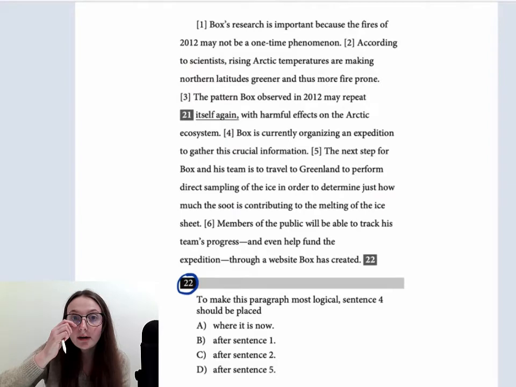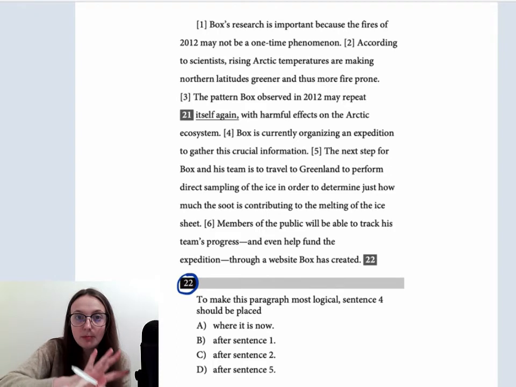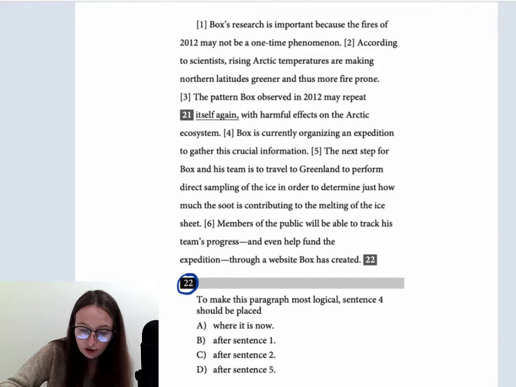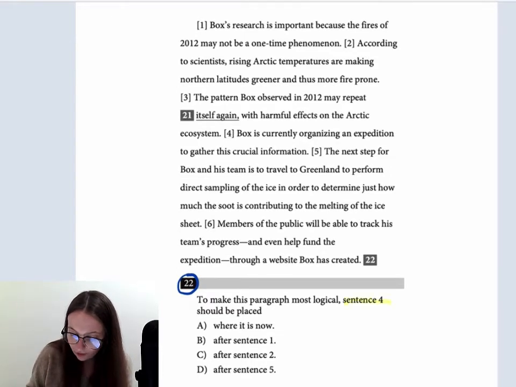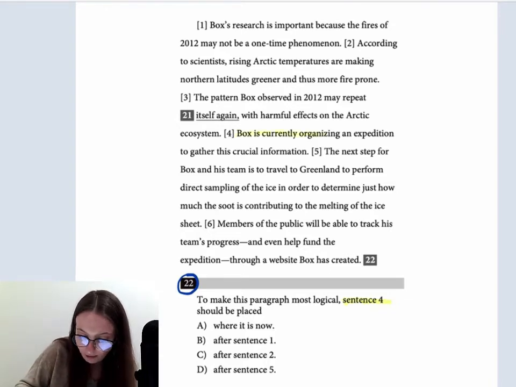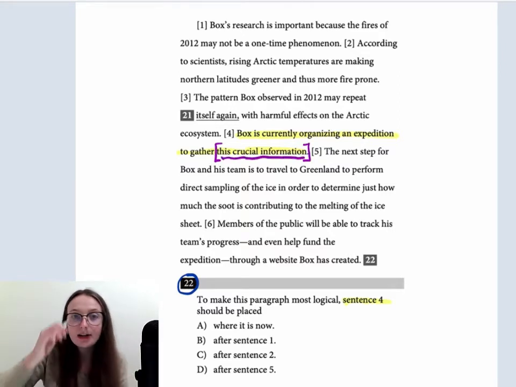All right, so we are going to be looking at 3 different examples to illustrate this whole concept of being more specific before you can actually refer back to something and be less specific. So this question asks us, sentence 4 should be placed where? So first things first, we want to read sentence 4. It says, "Box is currently organizing an expedition to gather this crucial information." So we want to point out how it says "this crucial information." So that is going to refer back to something where we initially had mentioned some sort of important information.